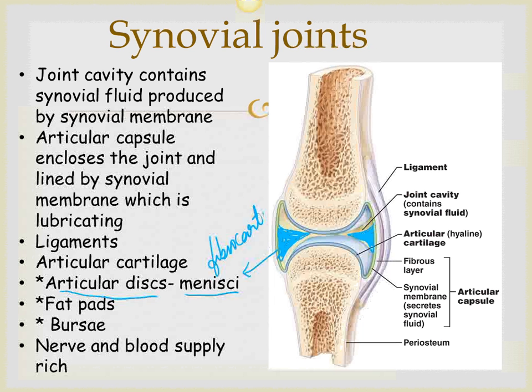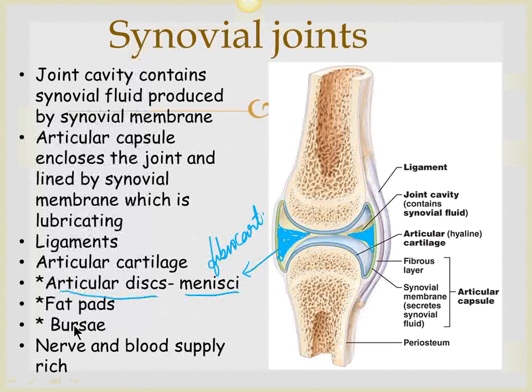In some synovial joints, you have fat pads. You'll see a little pad of fat which is present. These little asterisks just tell you that not every synovial joint will have an articular disc, and not every synovial joint will have a fat pad. Some of them do. That's why I have them.